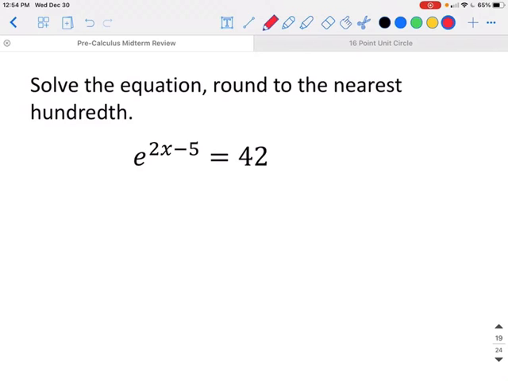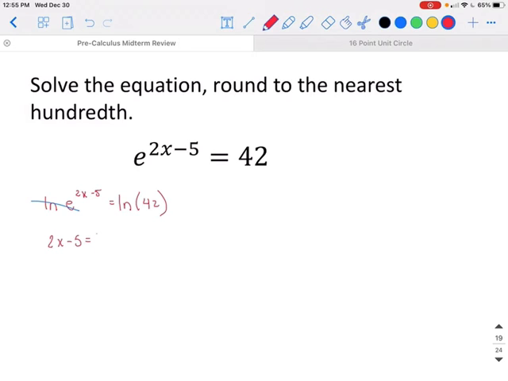We need to solve this equation and round to the nearest hundredth. We have e. To be able to cancel that e, we can take the ln of both sides. So we can do the ln of e raised to the 2x minus 5 is equal to the ln of 42. Now the ln and the e will cancel, and we'll just be left on that left side with 2x minus 5 is equal to that ln.